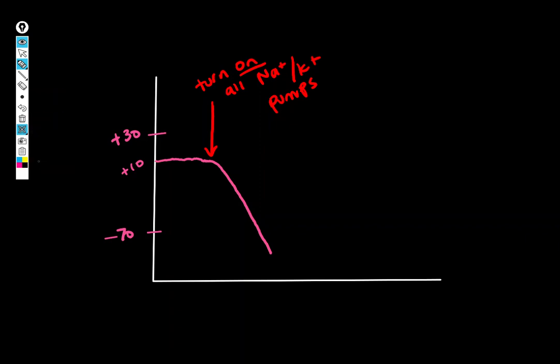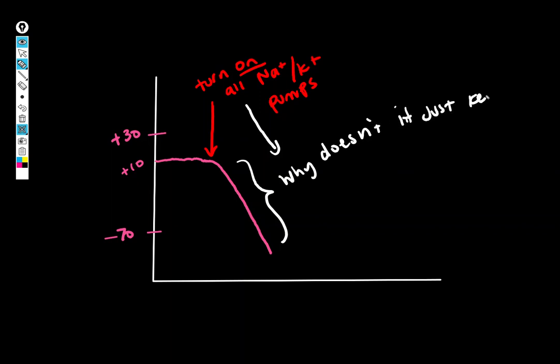So the question is, if we're using only the sodium potassium pumps, why doesn't it just keep dropping? Because if this pump has an endless supply of ATP and it's always kicking 3 sodium out and letting 2 potassium in, always losing 1 unit of positive charge per cycle, why doesn't it just plummet forever? How does it reach resting? And the answer is leak channels.